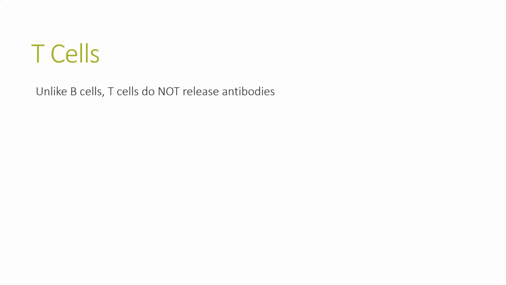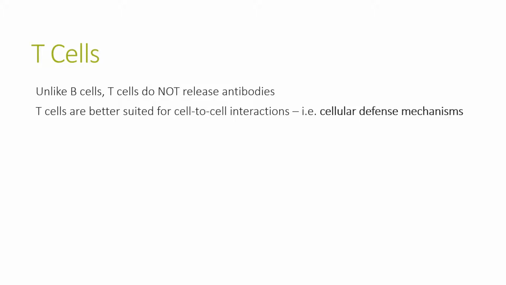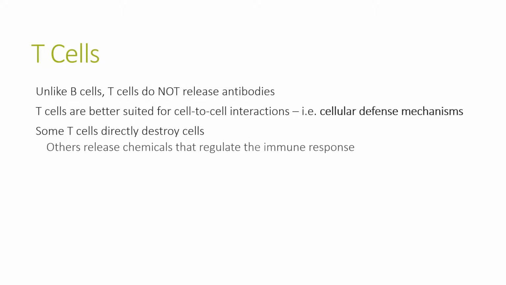Unlike the B cells that we saw in the humoral defense mechanisms, T cells do not release antibodies. T cells are better suited for a cell-to-cell kind of interaction. That is, they form the basis for our cellular defense mechanisms. Some T cells directly destroy antigenic cells and antigens, while others release chemicals that help regulate the immune response.